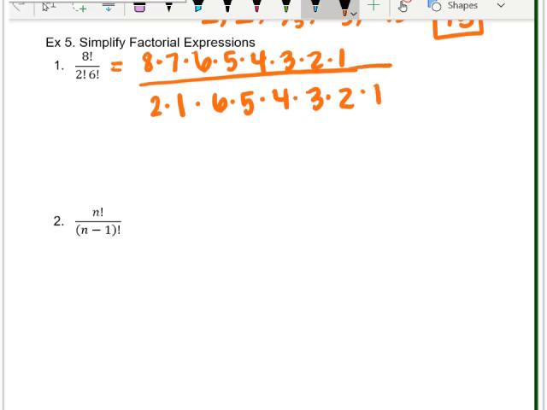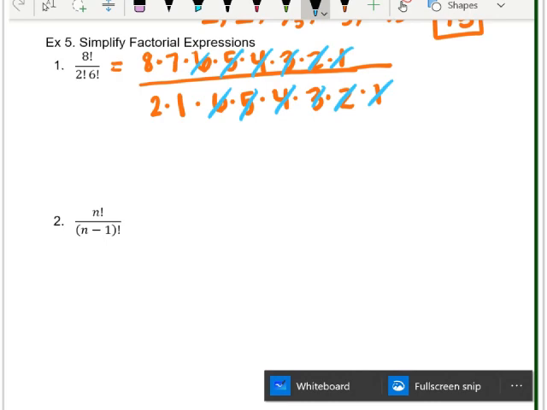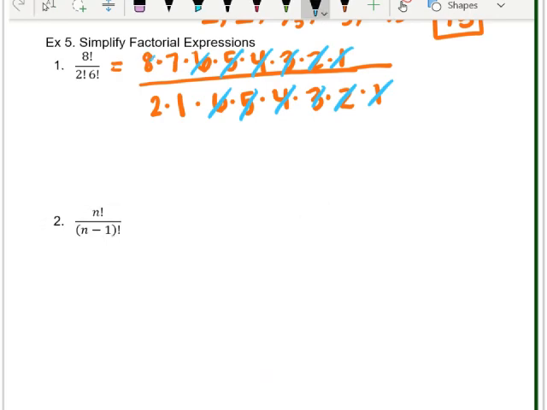Okay, and then what you would do is basically you could cancel out these 2's, cancel out these 3's, cancel out these 4's, cancel out these 5's, cancel out these 6's, the 1's cancel out, and then you're left with 8 divided by 2, which is 4, so you're just left with 28. See, wasn't that fun?